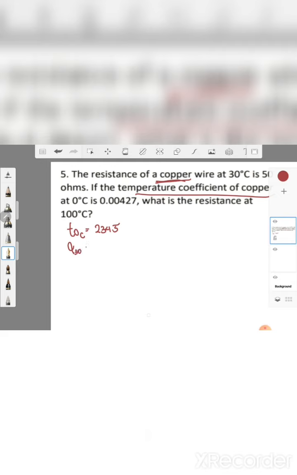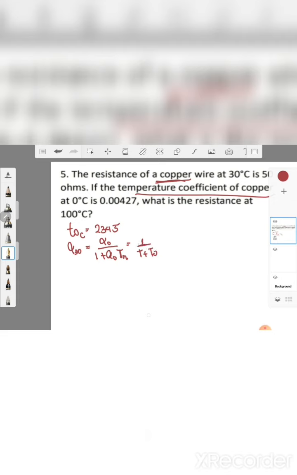You all know that alpha_0 is equal to alpha_0 all over 1 plus alpha_0 multiplied by Tn. This equation is on your module. And similarly, your alpha_30 is equal to 1 all over 30 plus 234.5, or 1 all over T plus T0.